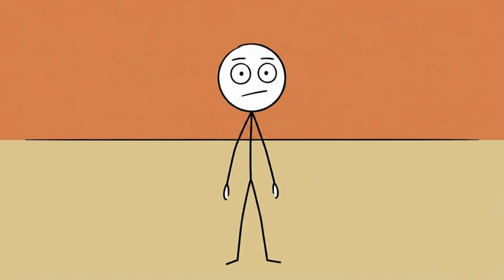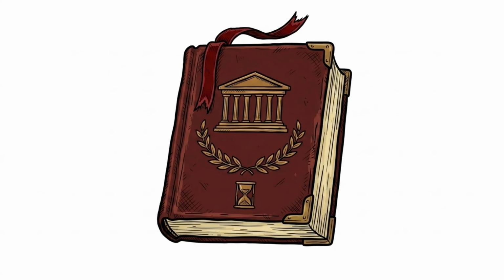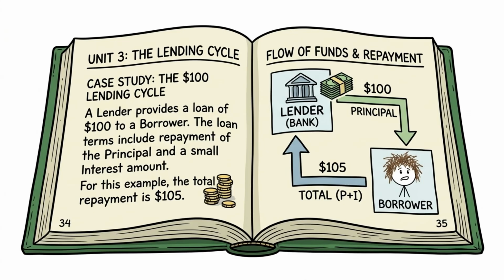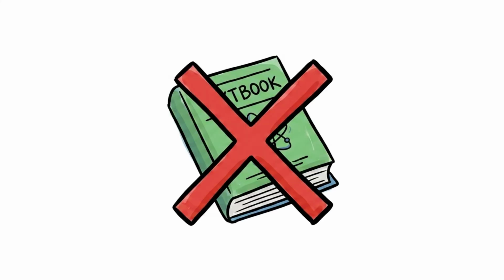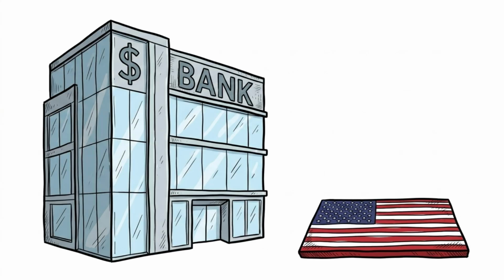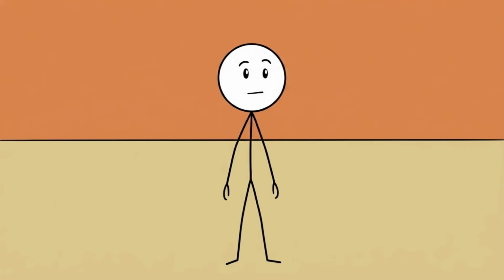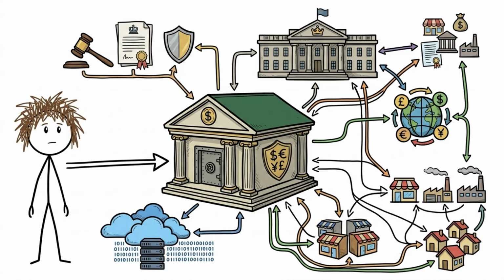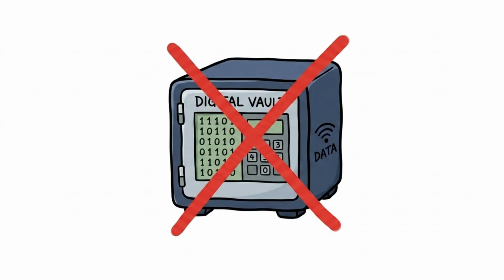money. Sounds crazy. And for decades, simplified explanations of fractional reserve banking used exactly this kind of example. But here's the problem. That's not actually how modern American banking works. The truth is stranger. And once you understand it, you'll realize that when you deposit money into a bank, something much bigger is happening than simply putting cash into a digital vault.